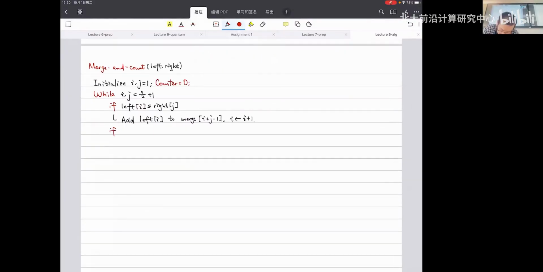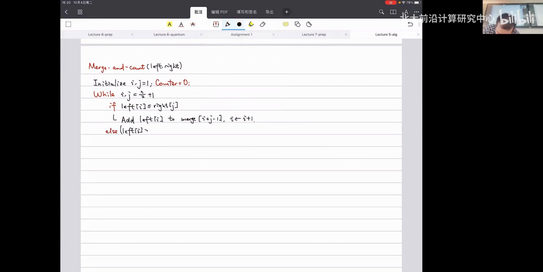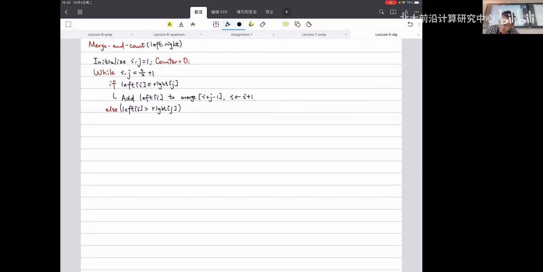The next case, as I just mentioned, should not be an if, but actually an else. If the if is not true, it simply means that left i is larger than right j. We just add right j to merge i plus j minus 1, and update j to j plus 1.